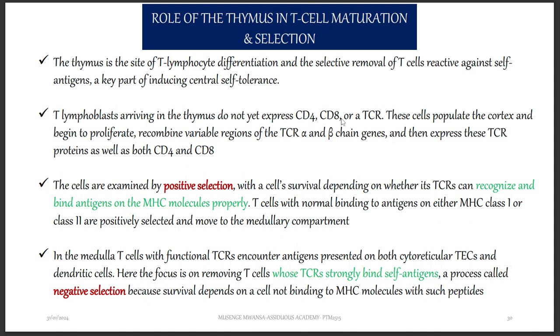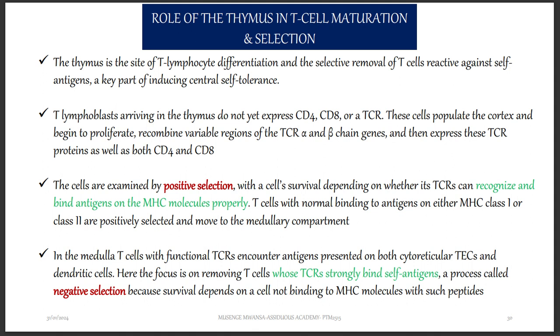The T cells are also supposed to contain TCR. This is the T cell receptor. So take note of these three things: the T cell is supposed to express CD4, CD8, and the T cell receptor. So what will happen is that these T lymphoblasts will continue to populate the cortex.